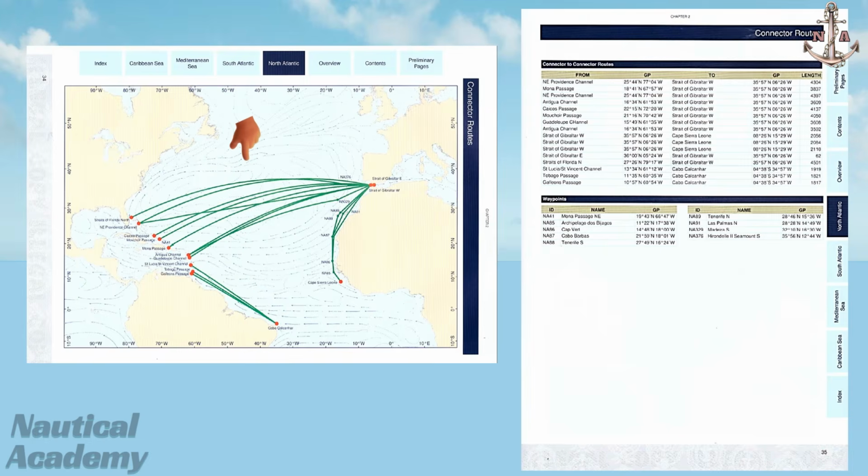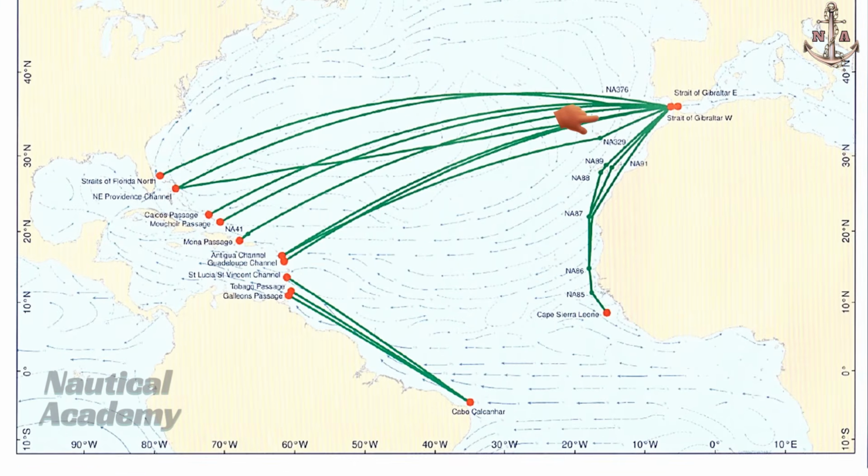Looking at the chart, we can see that a vessel entering the Mediterranean Sea from the Atlantic Ocean will pass through the Strait of Gibraltar. This is why the ports and connector routes shown are all linked to the Strait of Gibraltar West Connector, while routes within the Mediterranean Sea are linked to the Gibraltar Strait East Connector. Therefore, the leg between the Strait of Gibraltar West and East Connector in either direction represents the passage through Gibraltar Strait.